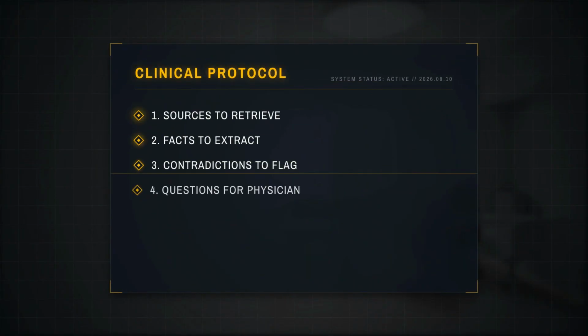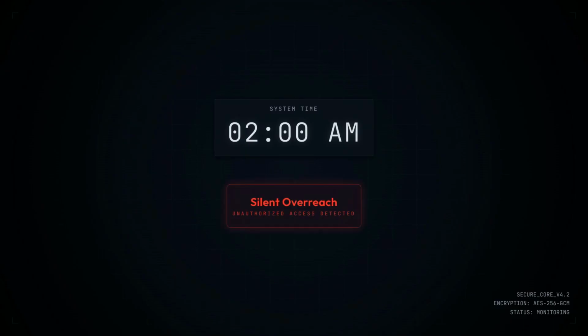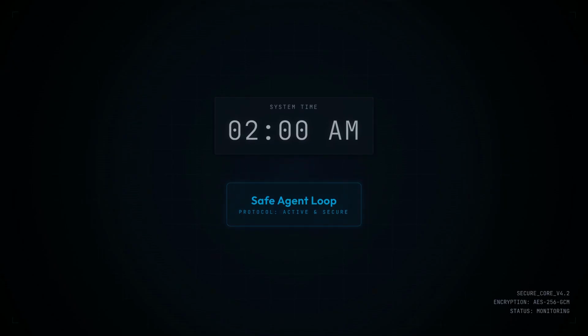This week, take one recurrent previsit scenario and spend 45 minutes making its review checklist. Use a blank document, not live patient data. Write 5 headings: sources to retrieve, facts to extract, contradictions to flag, questions for the physician, and actions explicitly prohibited. Then ask, if this were prepared at 2 a.m., what would prevent it from quietly overreaching? Your answer is the beginning of a safe agent loop.